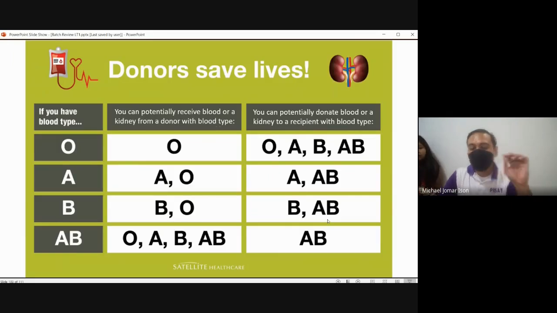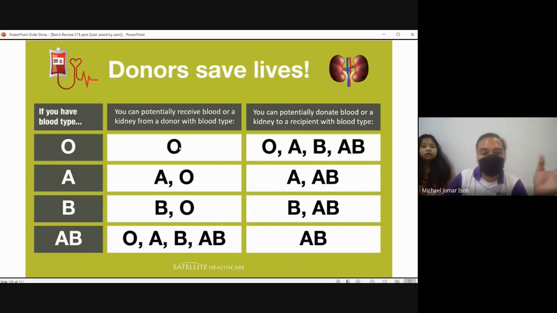You're familiar. So don't forget this, that a blood type O can only receive blood from blood type O, but can donate to O, A, B, and AB. Don't forget that. A blood type A can receive blood from A and O, while they can donate to A and AB only. For blood type B, they can receive blood from B and O, and they can donate to B and AB. And for a blood type AB, you can receive blood from O, A, B, AB, but you can only donate to an AB blood type.